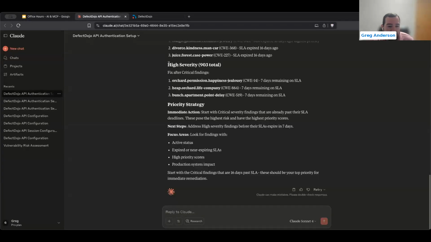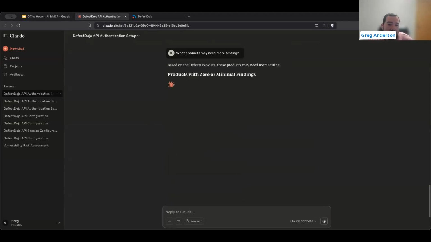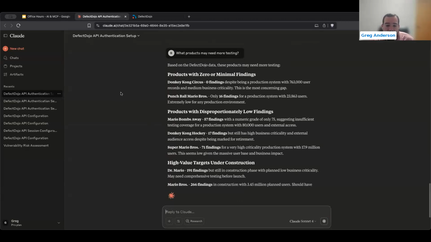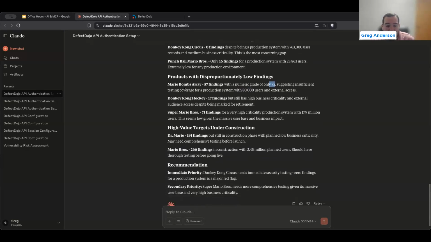Oops, we skipped ahead. But what I've already done is set up, I've tied the MCP to Claude, and so now Claude can use the data from DefectDojo to make decisions related to security. So you could ask it things like, what products may need more testing? When we ask this, it'll go off and think, and then it'll pull the DefectDojo data. I think this is a really interesting analysis. It's essentially looking at the number of records that are available and looking at the number of findings and making a decision on whether that makes sense relative to the importance of a product.